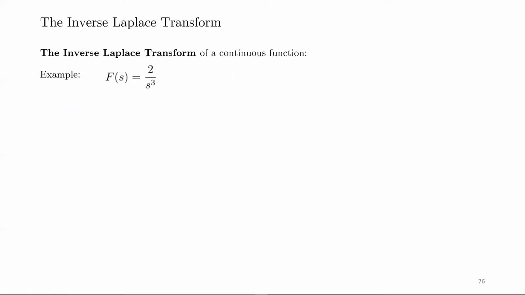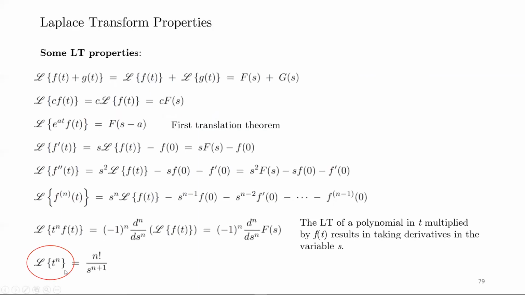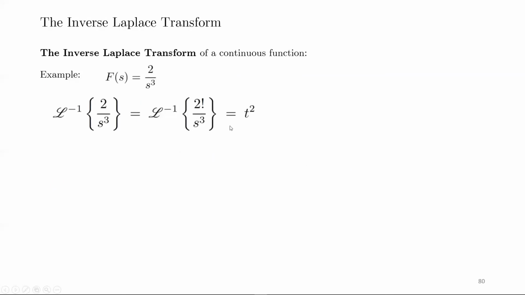If we have F of s is equal to 2 over s cubed, well, the inverse Laplace transform of 2 over s cubed, we can write that as the inverse Laplace transform of 2 factorial over s cubed, because 2 factorial is 2 times 1 equals 2. So this is the same. And then we can use this nice property we have for the Laplace transform of polynomials here with n equals 2. So if n equals 2, we get n factorial, so 2 factorial over s to the 2 plus 1, so s cubed, which is what we've got here. So we know that the inverse Laplace transform of 2 over s cubed is equal to t squared.